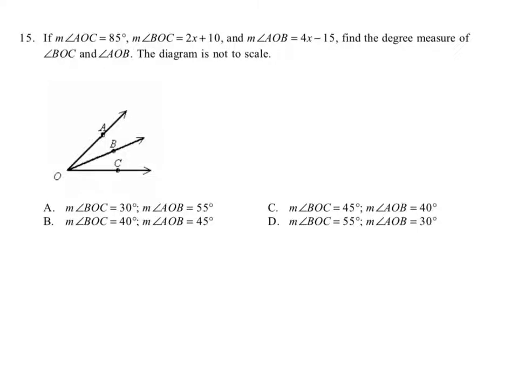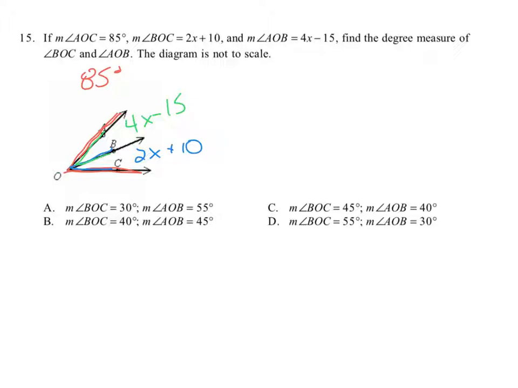Okay, so I'm going to sketch these out with different colors just so you see. It says measure of angle AOC is 85. This whole thing is 85 degrees. Measure of BOC, right here, is described algebraically as 2x plus 10. And measure of angle AOB, right here in green, is 4x minus 15.